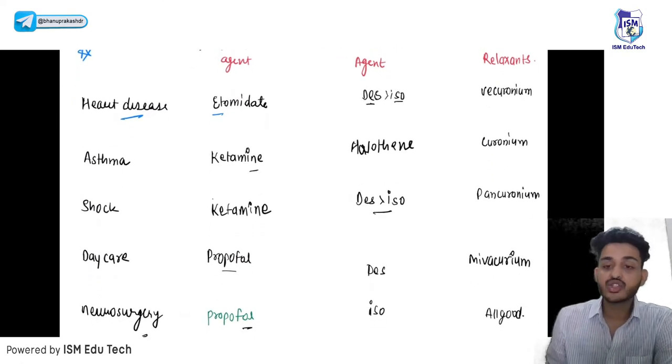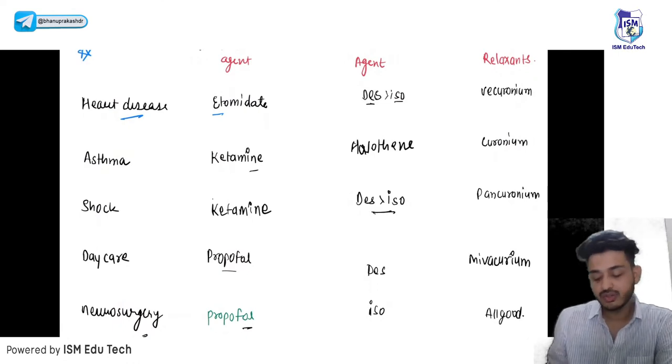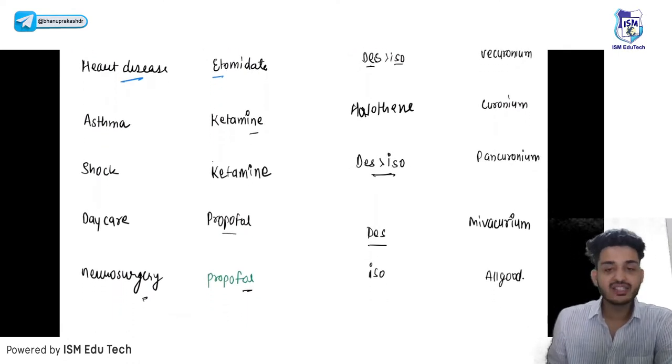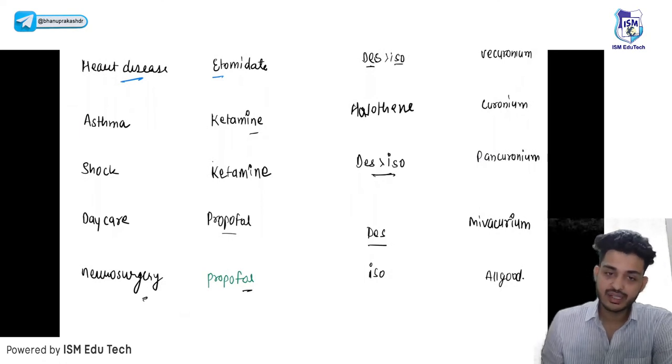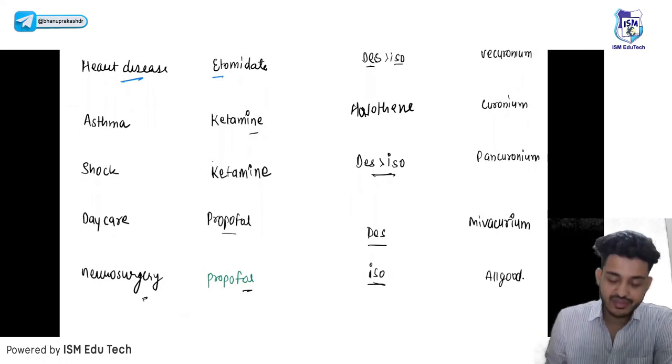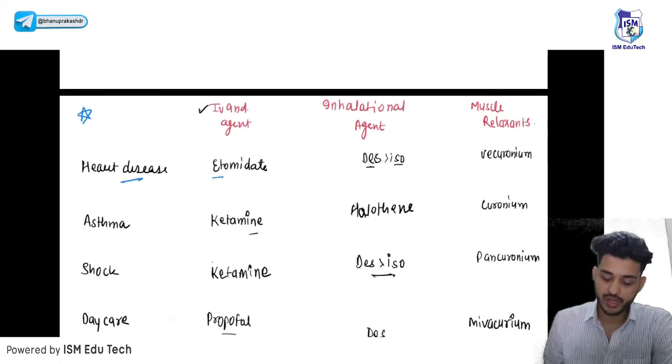Third thing will be in shock. In shock, what will happen? We can use desflurane, we can use ISO. For daycare surgery, we are using desflurane. Okay, desflurane for daycare. And for neurosurgery, we can use isoflurane.